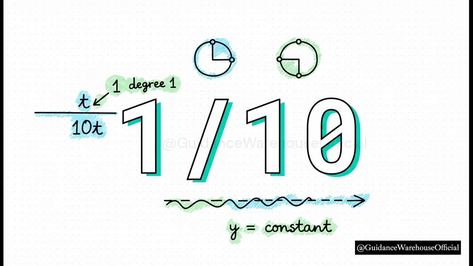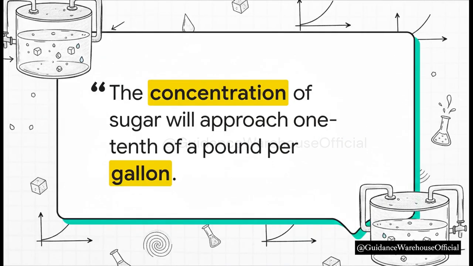We just take the ratio of the leading coefficients. The invisible number in front of the top t is 1. The number in front of the bottom t is 10. That means our horizontal asymptote is simply y equals 1 over 10. So what does this actually mean in reality? Well, as t goes to infinity, as days, years, and centuries pass with this tank just running, the concentration will mathematically level out. It will approach exactly 1/10 of a pound of sugar per gallon of water. It won't become purely water, and it won't become purely sugar. 1 over 10 is the absolute physical, real-world limit of our tank, predicted perfectly by our math.